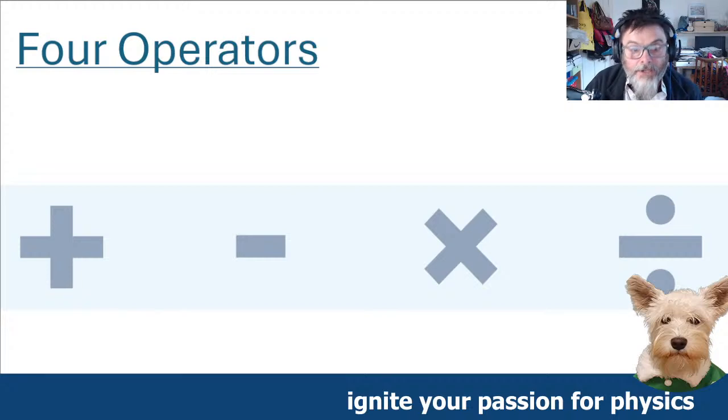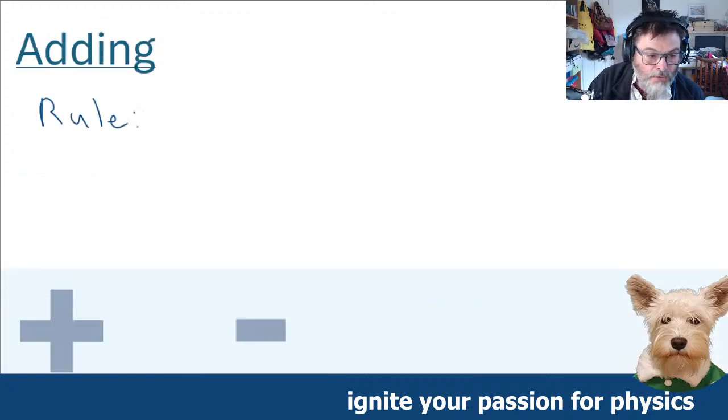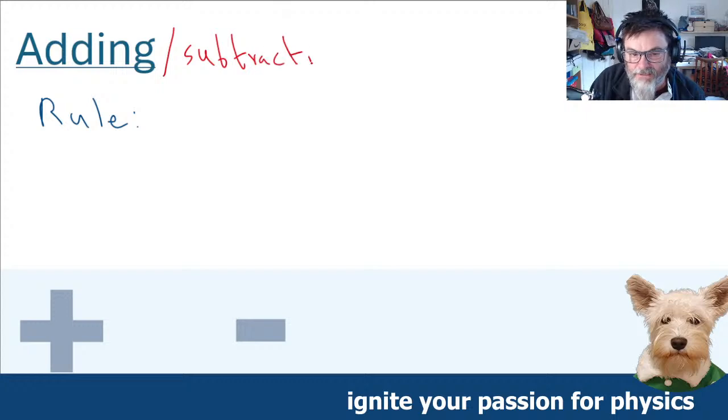Just lock that down. Right, so basically there are 4 operators, as you know, in maths: adding, subtracting, timesing, and dividing. And there are 2 or 3 rules when you are dealing with uncertainties that you just have to learn. The first is, I've called it adding, but you might want to put or subtracting. But then again, what is subtracting? It's just adding a negative number, isn't it? So really, it's just adding.